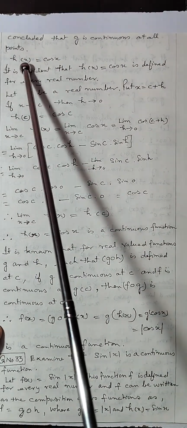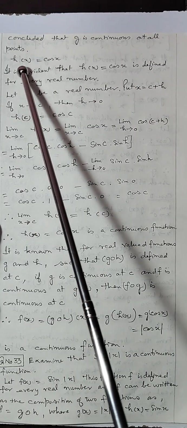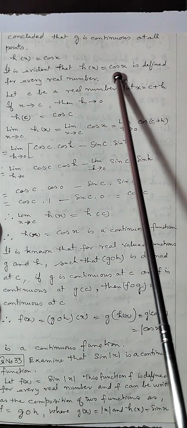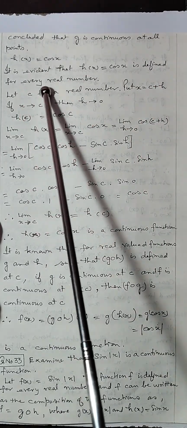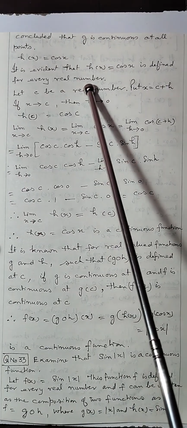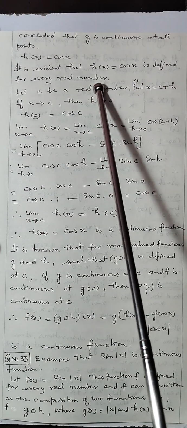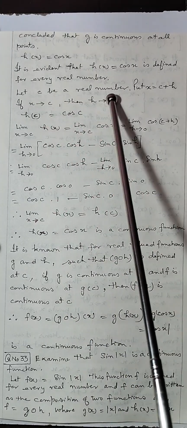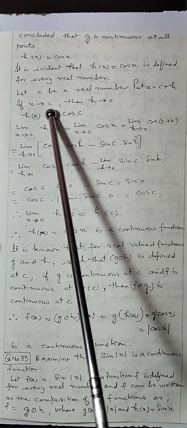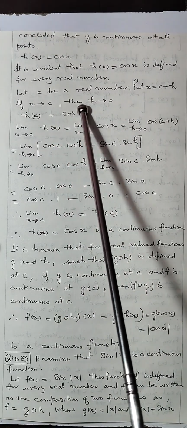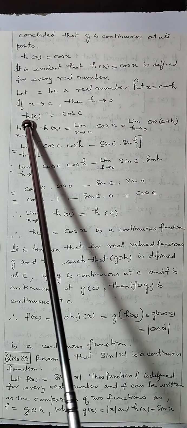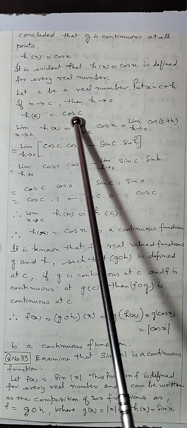h(x) = cos x. Now the second function we have assumed, that is h(x) = cos x, it is evident that h(x) = cos x is defined for every real number. Let c be a real number. Put x = c + h. If x approaches c, then h approaches 0. Therefore, h(c) will be equal to cos c.